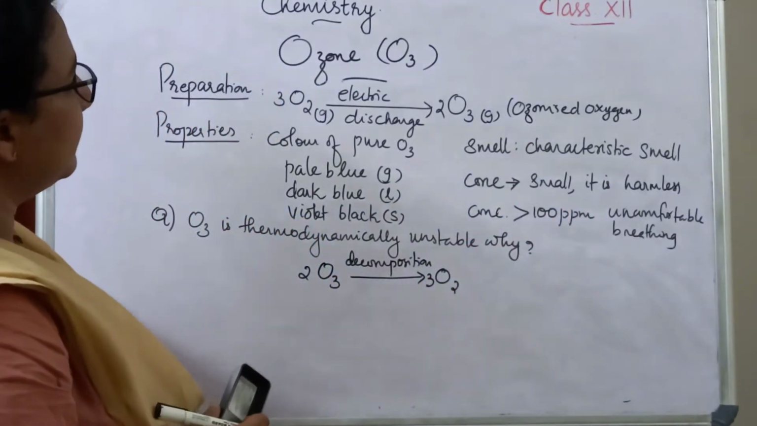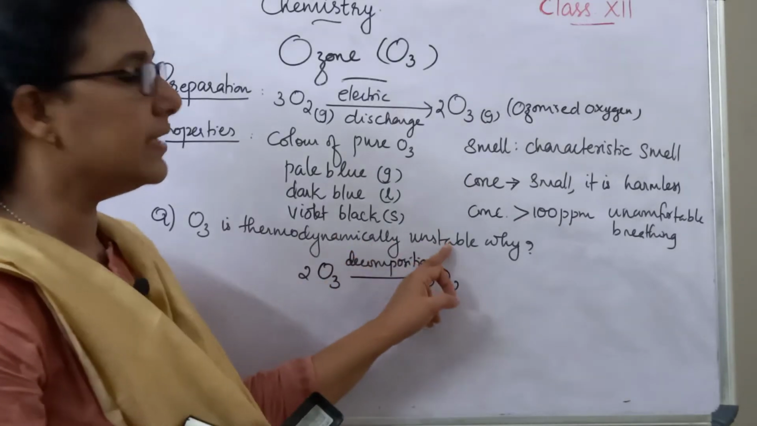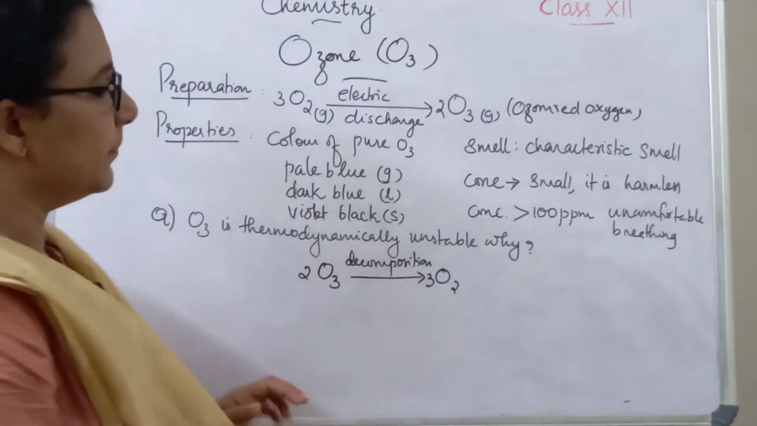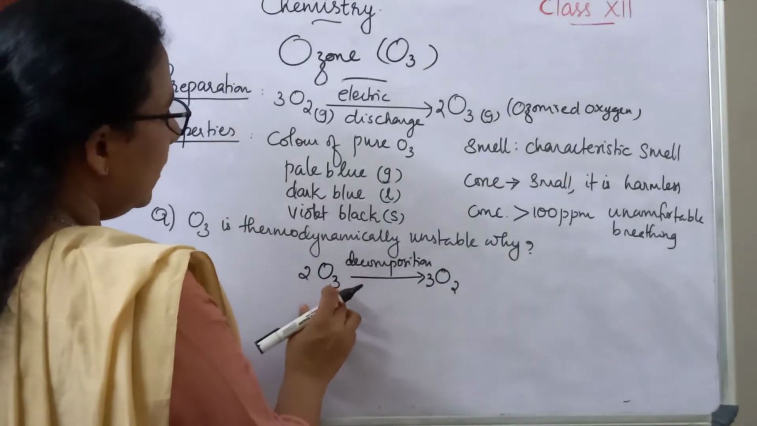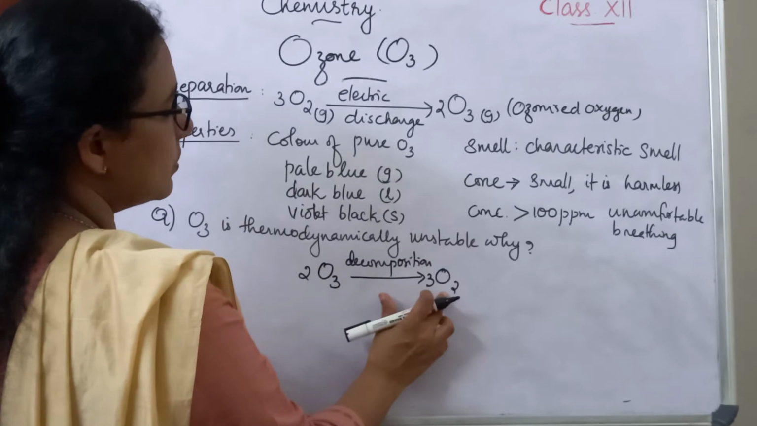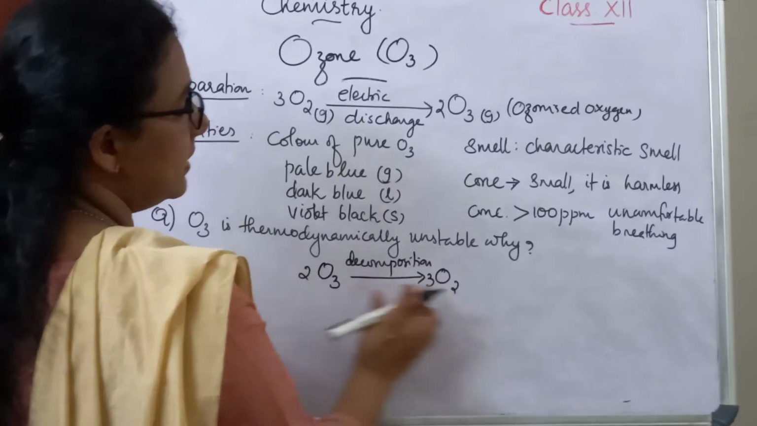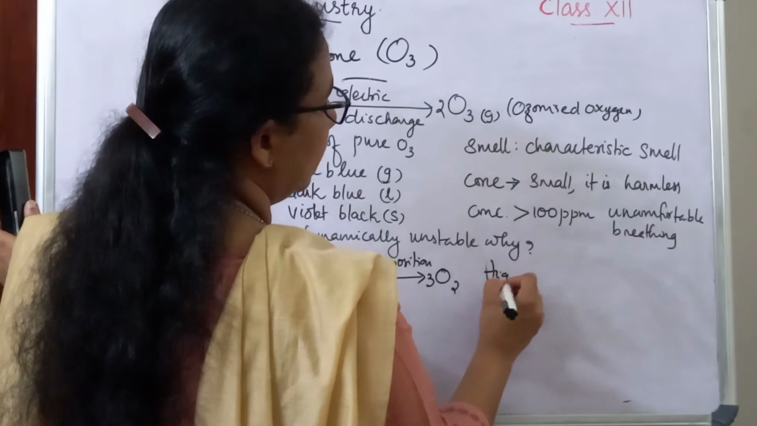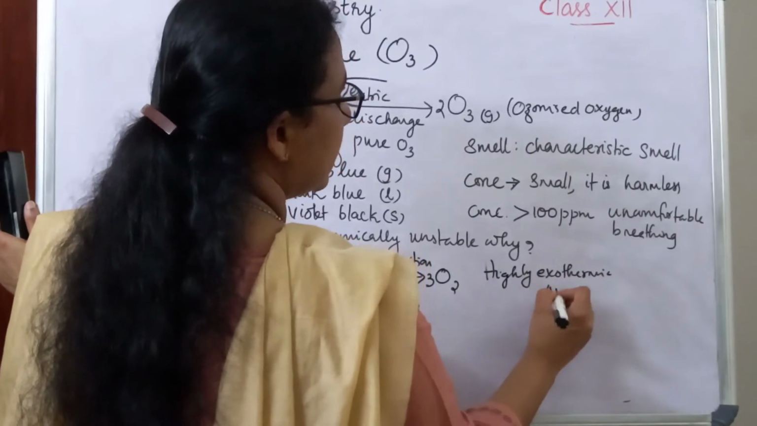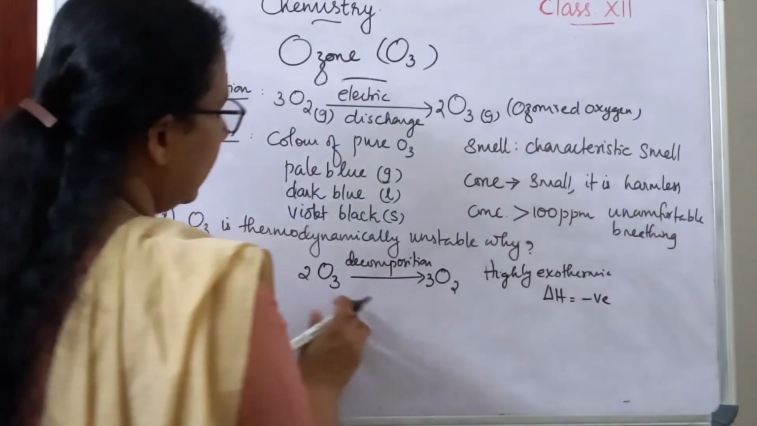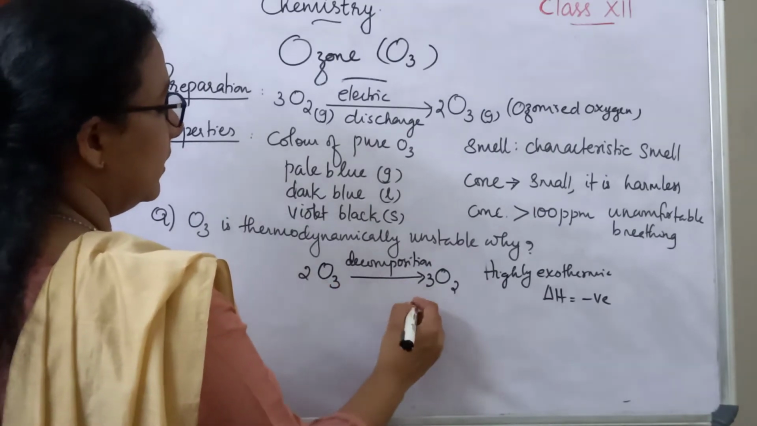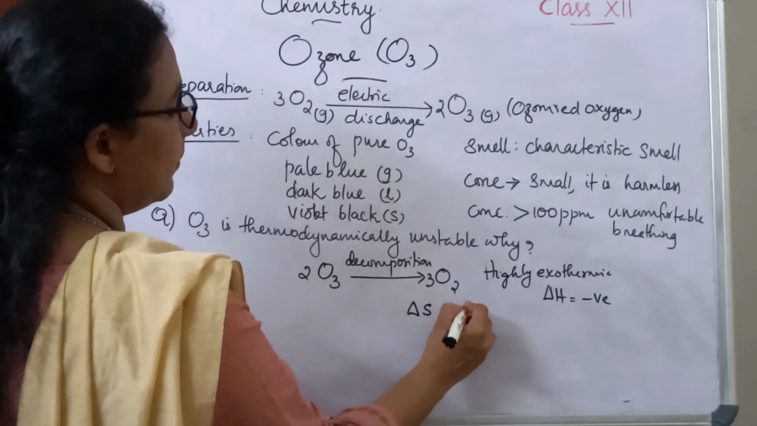Now let's see another important property, that is ozone is thermodynamically unstable. It's an important question, why is ozone thermodynamically unstable. Let's see the answer. If there is decomposition of ozone to oxygen, the reaction is highly exothermic. That means delta H is negative. And we know that the gaseous species increases, so 2 changes to 3. Therefore, we can say delta S is positive.